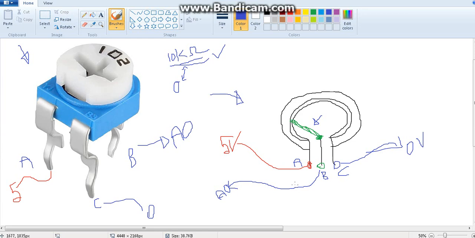So what will happen is this wiper is touching or fixed to the B in this place. It is fixed, you cannot remove it. It is permanently connected with the B in this place. The other end is not connected. I mean, this end is movable.